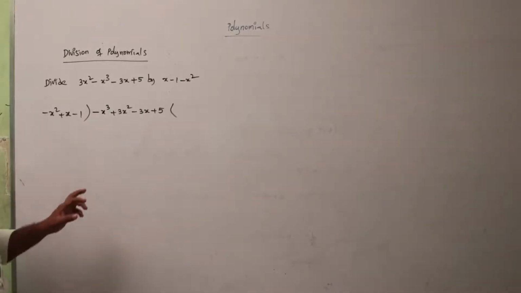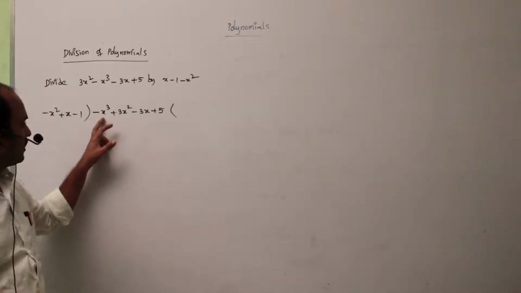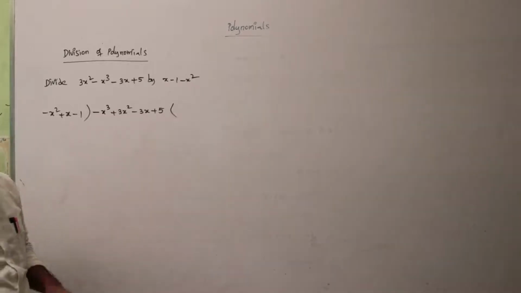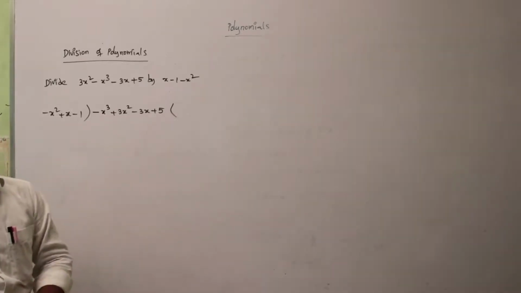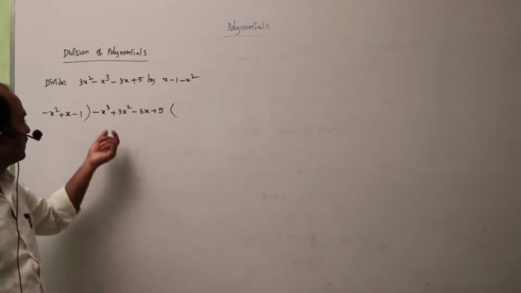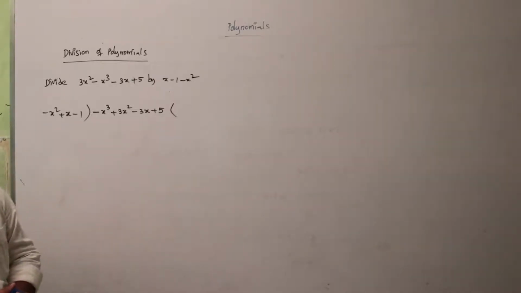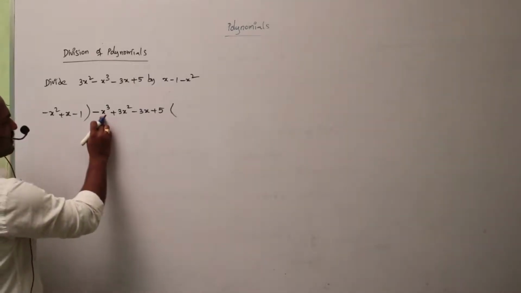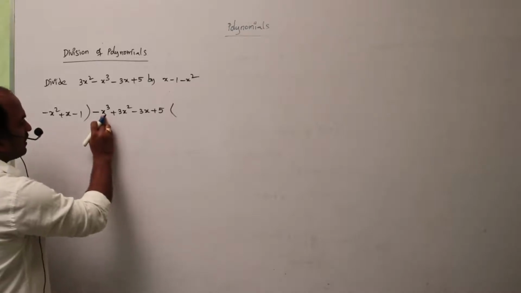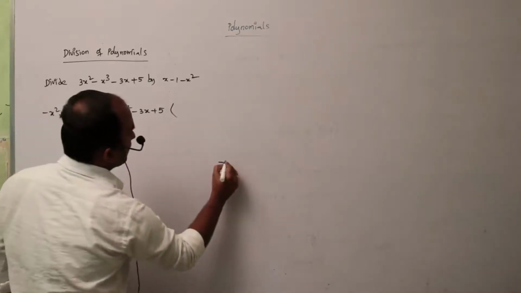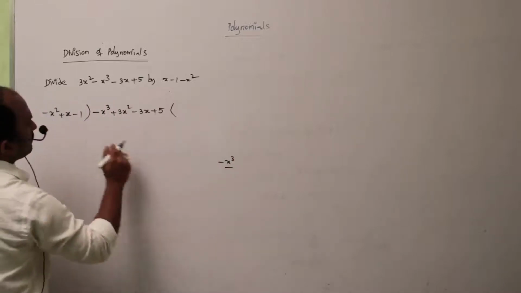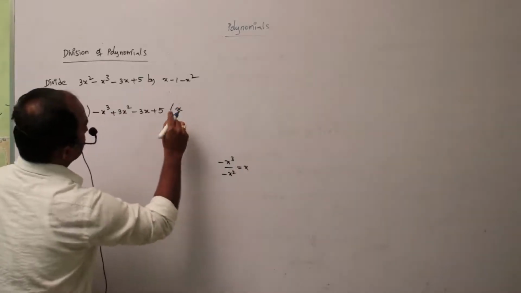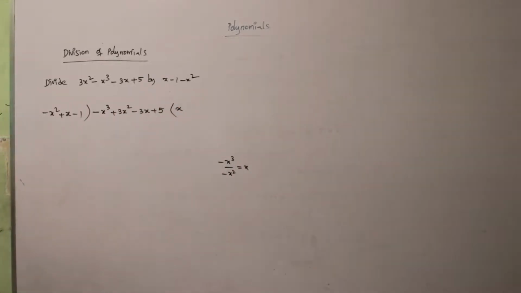Second step: see all the terms. First term x cube, next x square, x, constant. So all terms exist here, that's why no problem. Suppose any term is missing, then you have to put 0 in place of that term. Next step in division: always divide the first term here by the first term here. That means minus x cube by minus x square. Minus minus cancel. The answer is x. That is the term in the quotient.